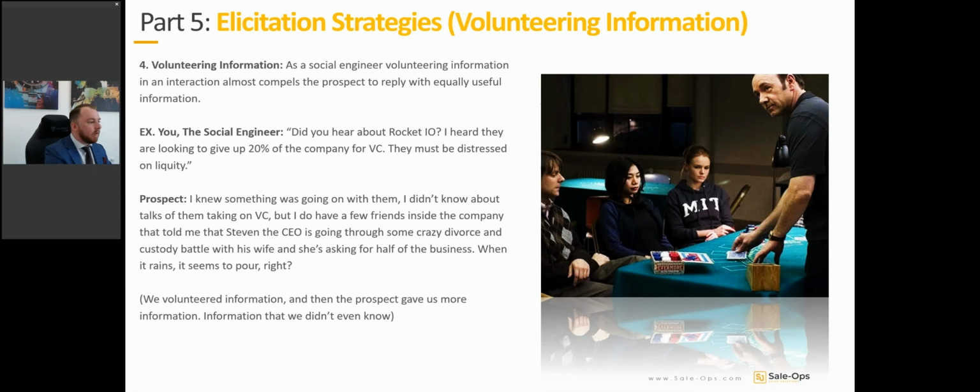So look at what we did. We volunteered information, and the prospect gave us more information that we didn't even know prior to this conversation. So that's the key, and that's why volunteering information can be so damn powerful.